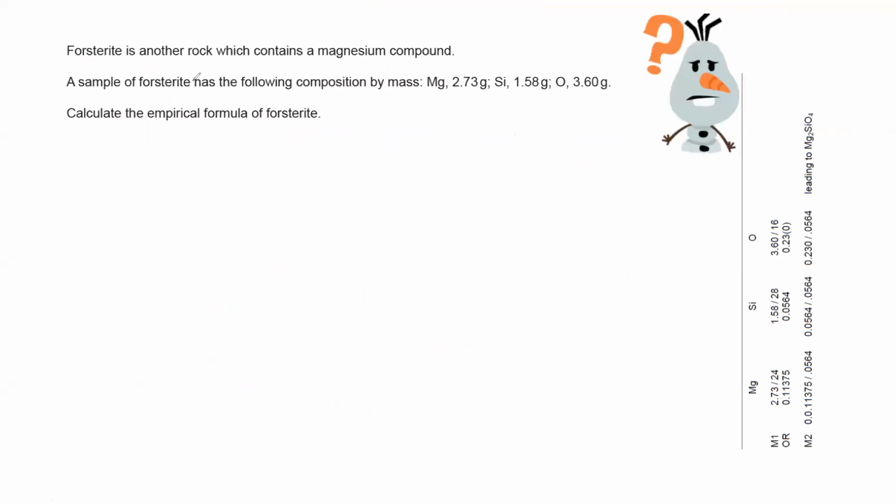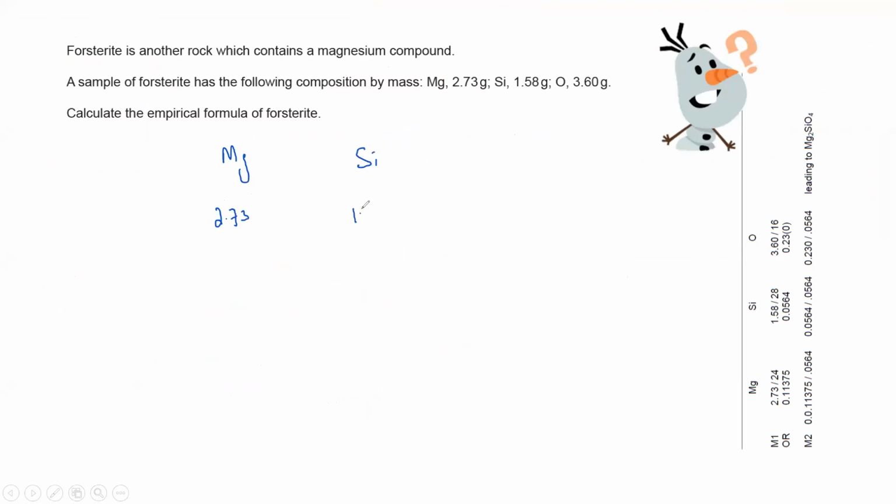Another example. A rock is containing a magnesium compound. It is having 2.73 grams of magnesium, 1.58 grams of silicon, and 3.60 grams of oxygen. We want to find the empirical formula. So what will be our first step? Divide by atomic mass. Using a periodic table, you will find the atomic mass of magnesium is 24, silicon is 28, and oxygen is 16.